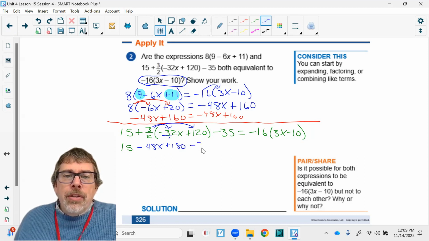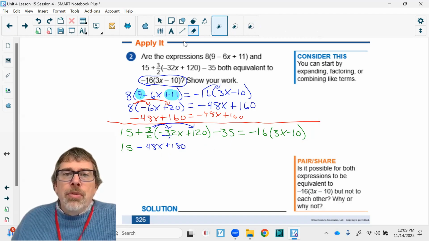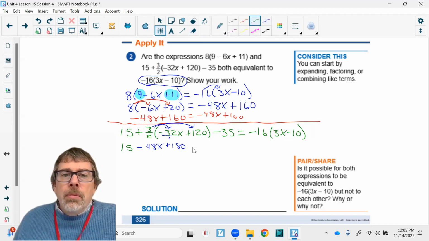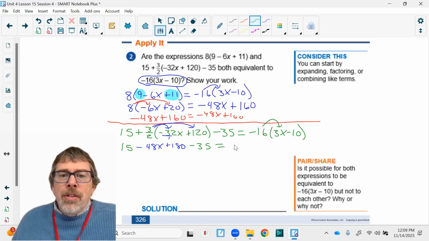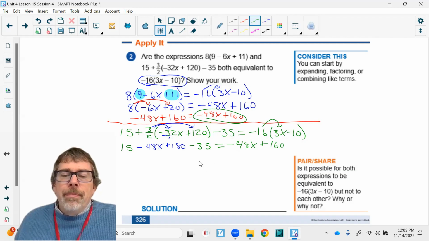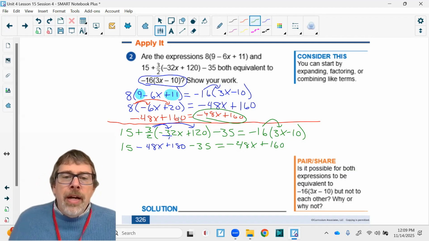And then I have minus 35. Let me just switch back to green here. I wanted to show my distribution in a different color. So this is going to be minus 35 equals, and now I'm going to distribute here. Negative times a positive is negative. 16 times 3 is 48x. Negative times a negative is positive. 16 times 10 is 160. Or I could have just looked up here and I'd already done that. Okay? But it doesn't hurt to practice.